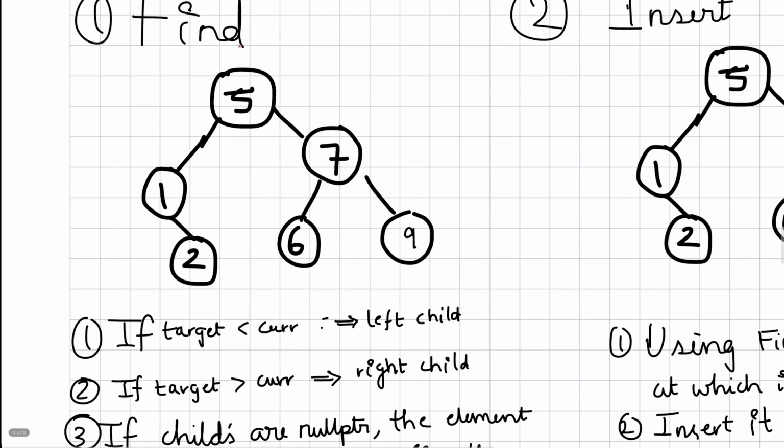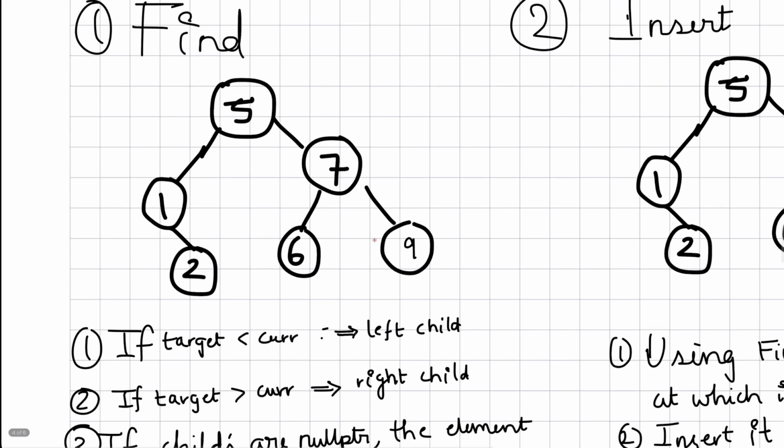Now if I want to find 9, I ask a simple question: is 9 greater than 5 or less than 5? It's greater than 5, so I go to the right subtree of 5 and ask the same question to 7: is 9 greater than 7 or less than 7? It's greater than 7, so I go to the right subtree of 7, and I'll find 9 here.